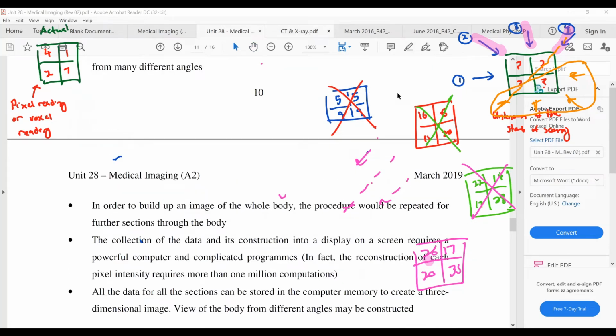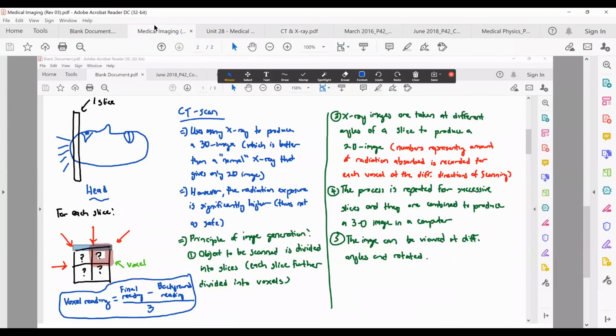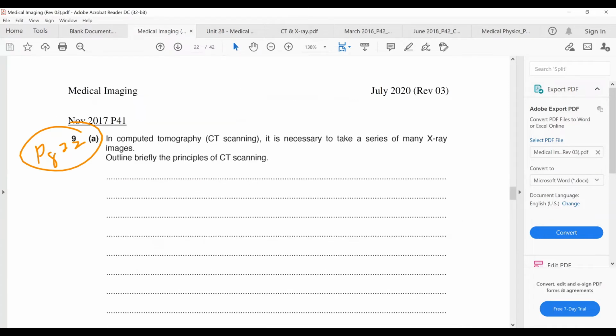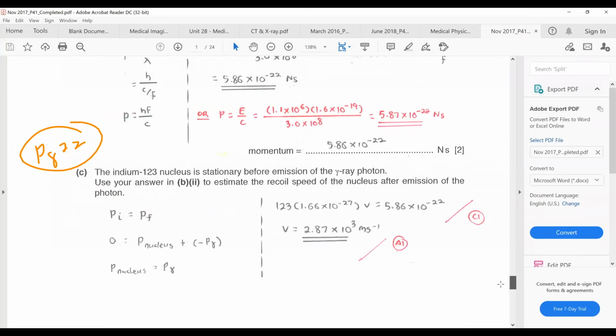So let's just go do some of the questions just to be clear on what we just learned. If you have a look at page 22, just have a look at page 22 of your worksheet. Okay, this one is actually similar to what we've just done just now. This one is number 17P41, question 9, isn't it?